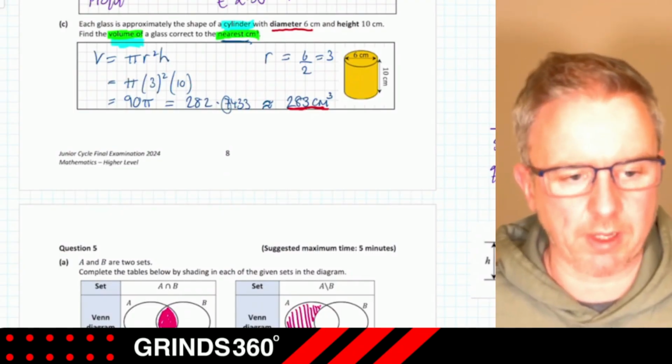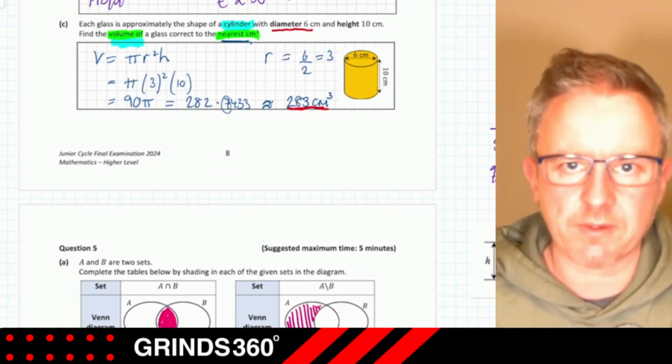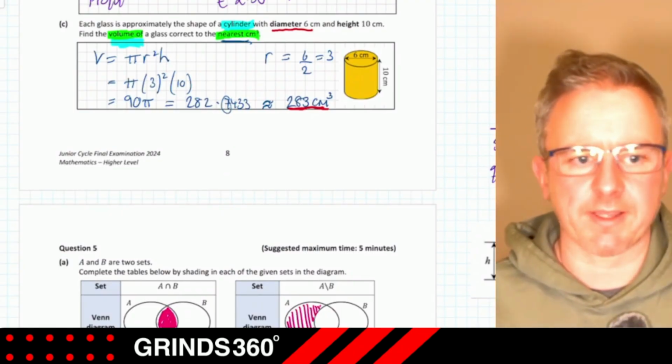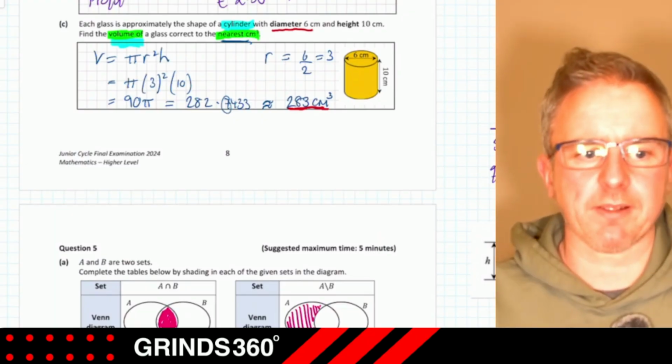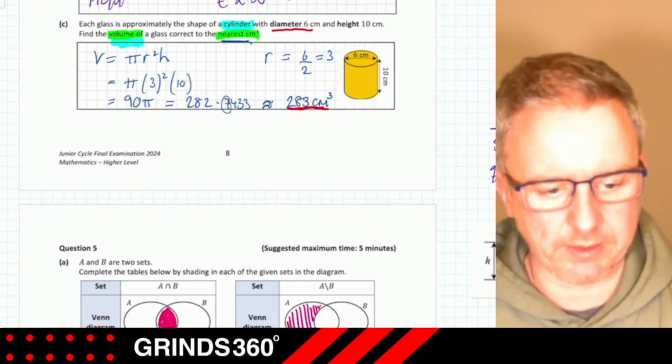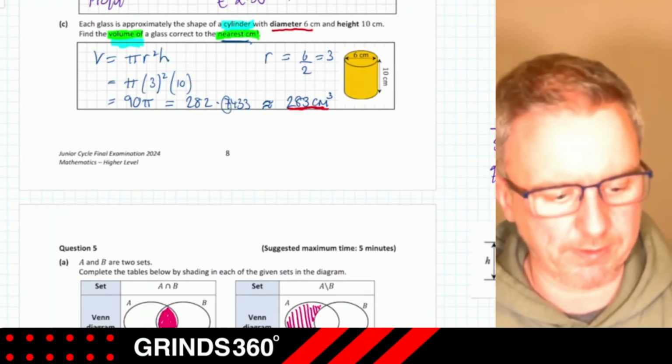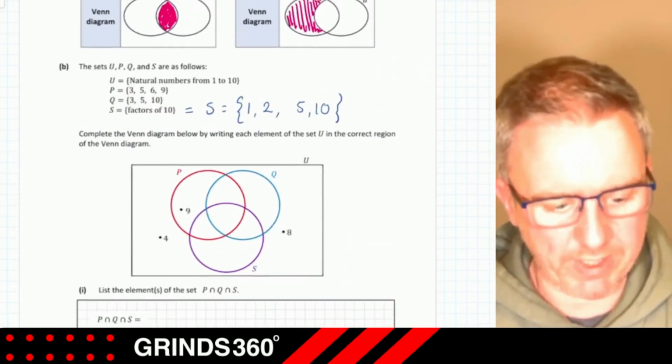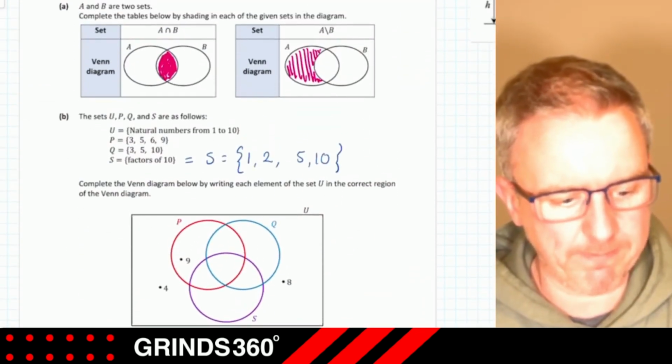So good question there. How do you know which one to use? So highlight the key parts in the question. I can't stress that enough. If you put a bit of time when you go into the paper to highlight those parts as you read through the question, it'll make such a difference for you.